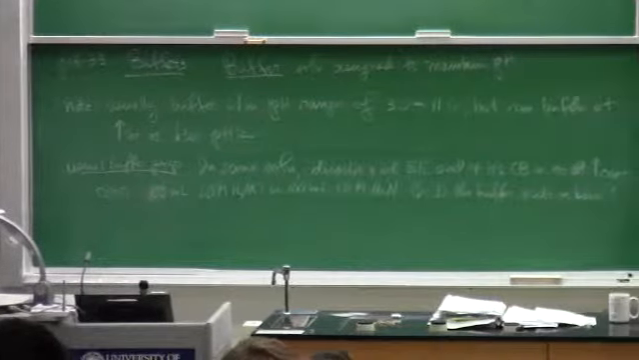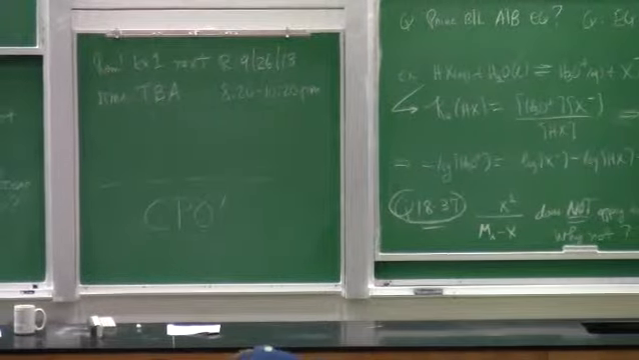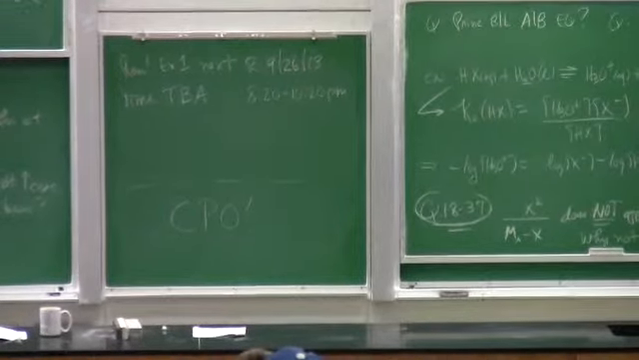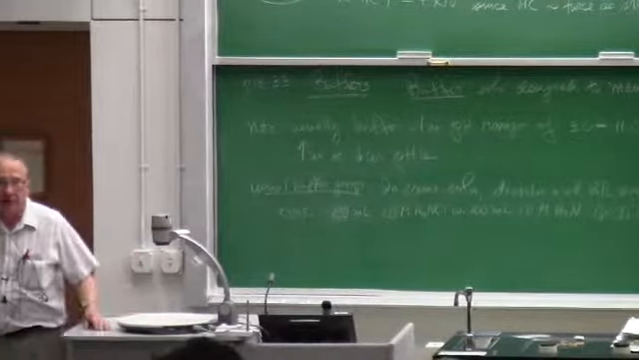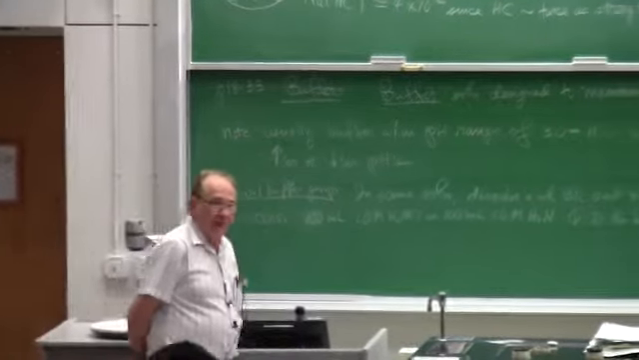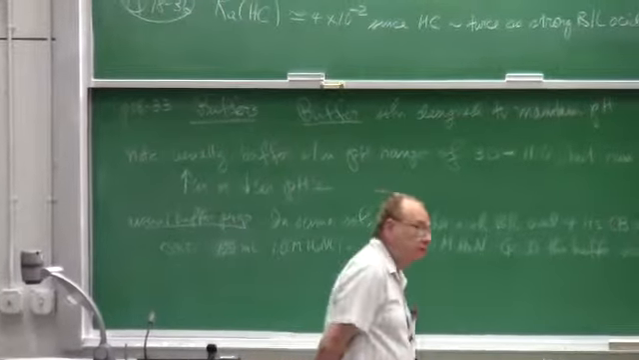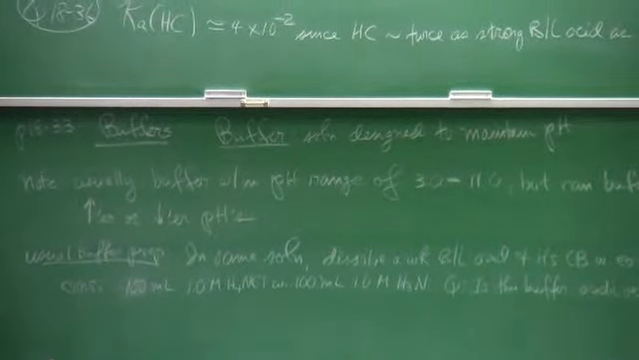Buffer. Simplest definition, a buffer is a solution which is designed to maintain, preserve pH. Like blood. Because if blood pH drifts above 7.6, you suffer from a condition called alkalosis. If it drifts below 7.2, you are affected by a condition called acidosis.